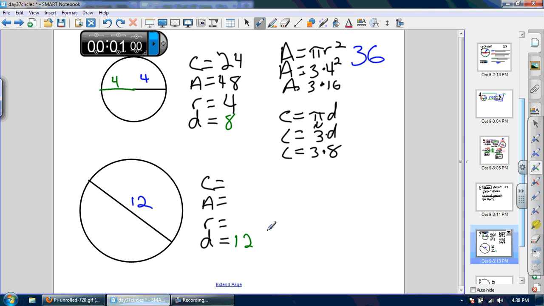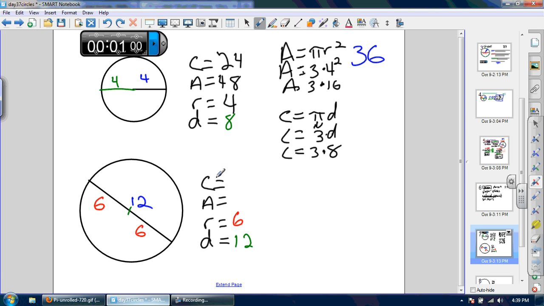Okay, if that's the diameter, we can find the radius by splitting it into 2 pieces. So half of 16, or half of 16, I don't know where I got that from. Half of 12 would be 6. 6 and 6 makes 12. So the radius here has to be 6.